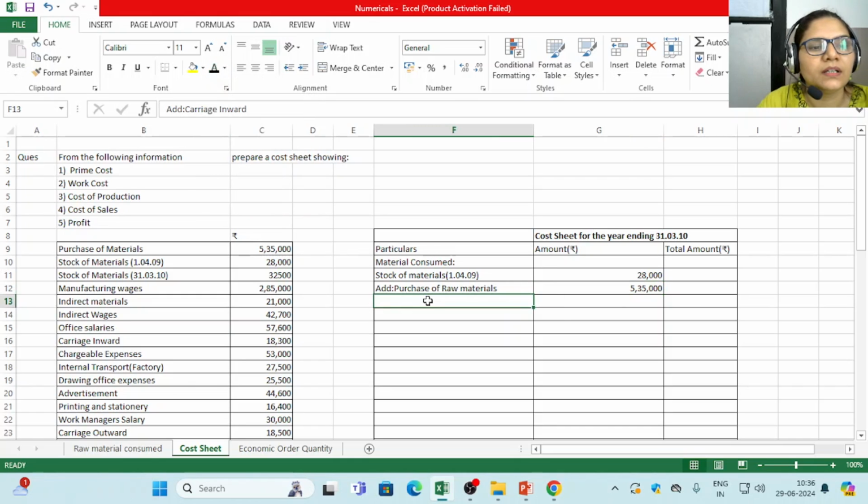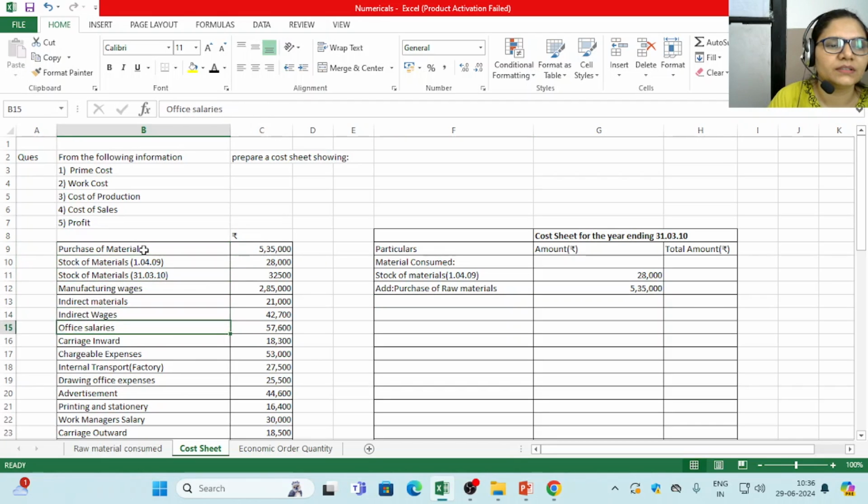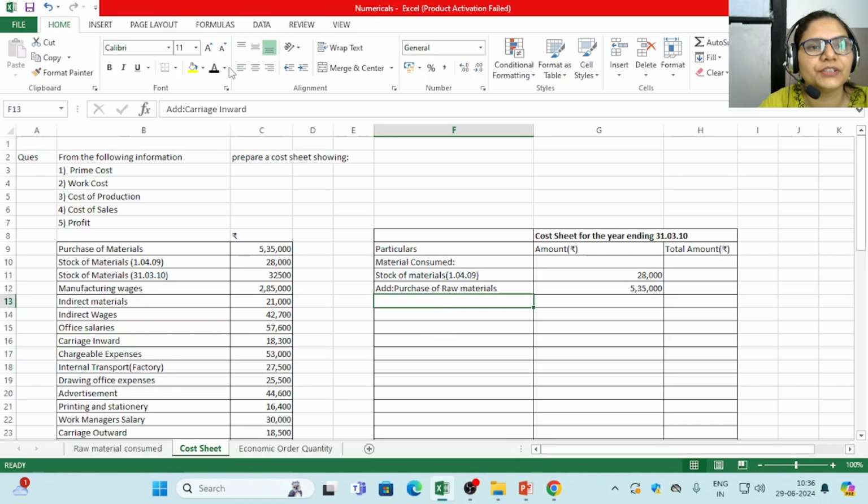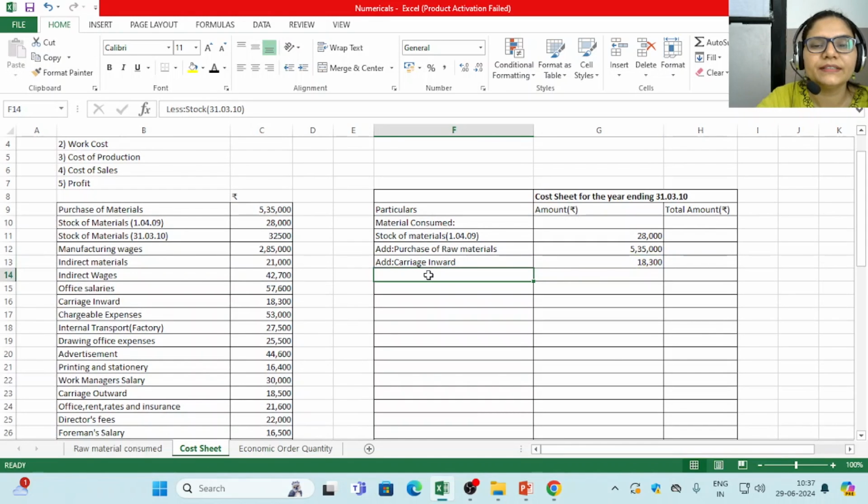Then, if you see, other expenses related to purchases are given in the question. Yes, there is carriage inward. We will add carriage inward, which is of value 18,300, as you can see in the question. After carriage inward, I think there are no other expenses related to your purchase of raw material.